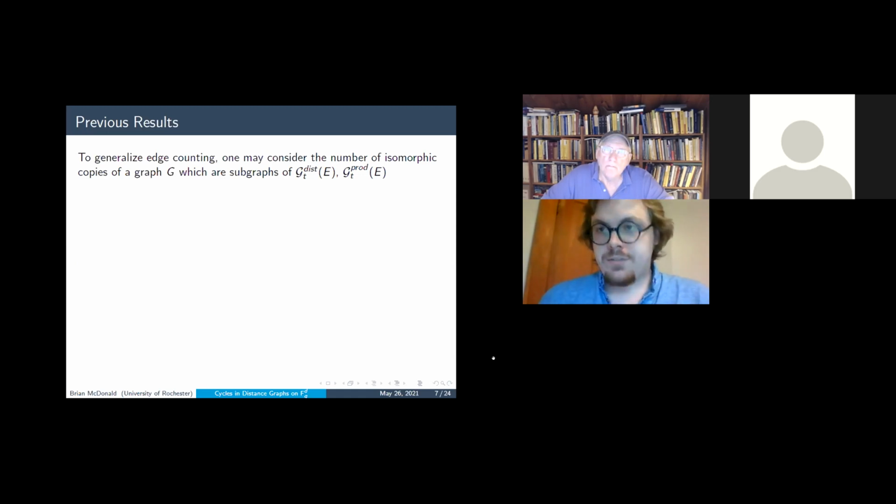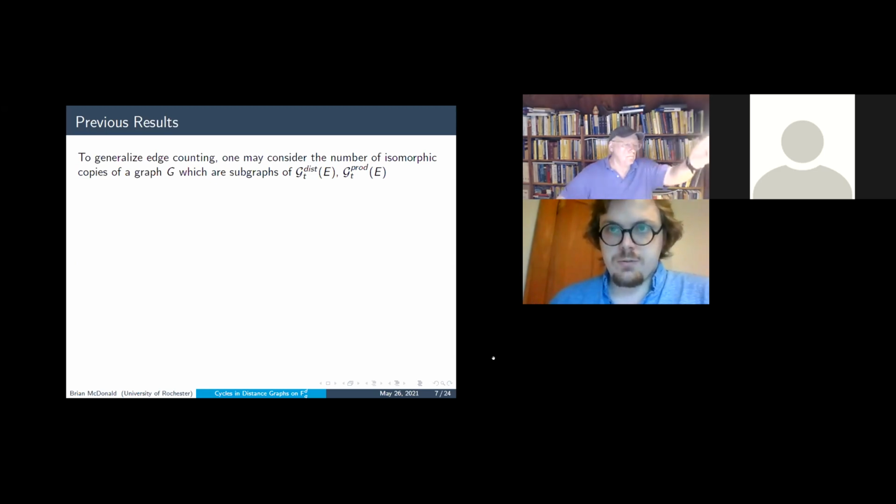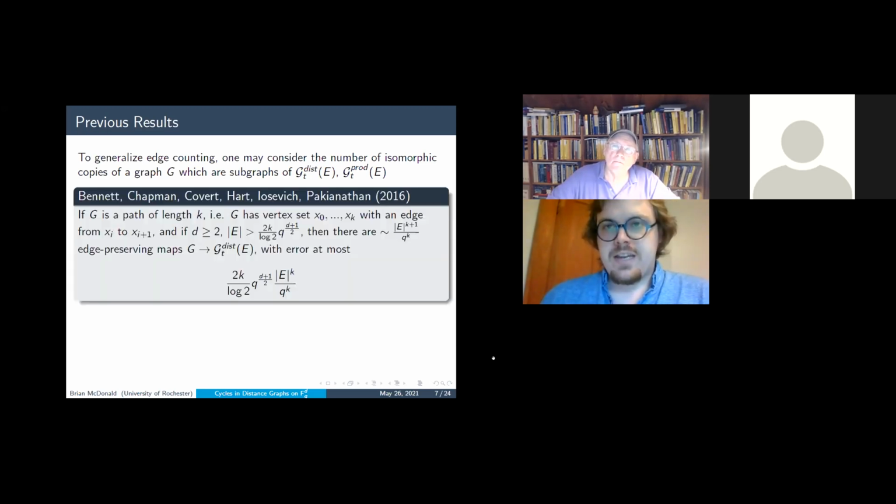So where else can we go with this? What else can we do besides counting the number of edges? One thing we could do is look for the number of isomorphic copies of a given graph G that shows up in either the distance graph or the dot product graph on E. Here's one result in that direction. This is from Bennett, Chapman, Covert, Hart, Iosevich, and Pakianathan from 2016. This is the case where your graph G is a path of length k, so we have a sequence of k plus 1 vertices where there's an edge from one to the next one.